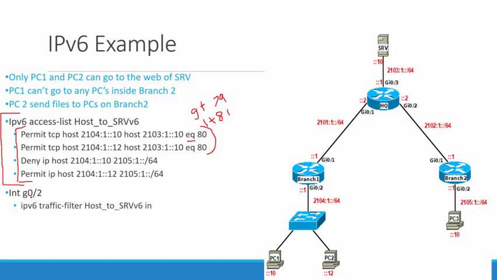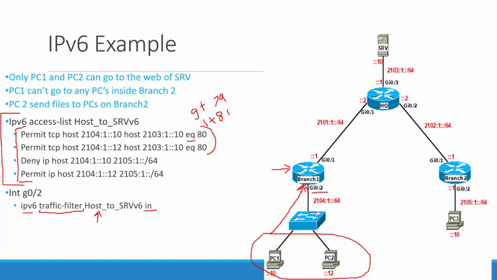Here's one way IPv6 is also different from IPv4, and that's in the way that we apply it to our interfaces. We use the command ipv6 traffic-filter, and then the name. So ipv6 traffic-filter, the name of my ACL, and then the direction, in or out. And again, this time, because these are the guys that I'm filtering and working with, their flow is going in to Branch 1, 0/0/2. So it's always from the perspective of the router in the flow of the traffic.